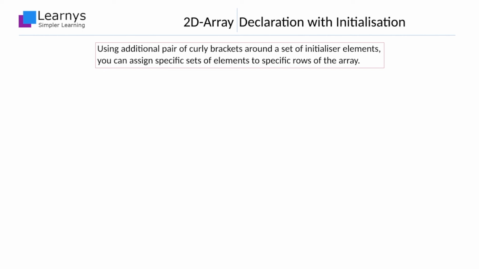There is a mechanism by which you can modify this default order of assigning initializer elements to the cells of the two-dimensional array. By making use of an additional pair of curly brackets around a set of initializer elements, you can assign a specific set of elements to specific rows of the array. Let us consider a few examples to understand this mechanism.